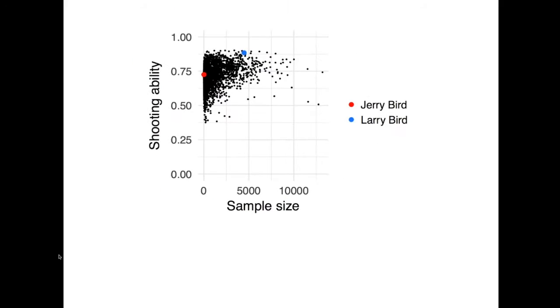And if we use this approach, this is how the graph changes. So now we would conclude that Jerry Bird was probably an average shooter, and Larry Bird's estimate hasn't really changed. Also notice that we're no longer inferring that players are completely incapable of making free throws, which seems a little bit more reasonable, right?